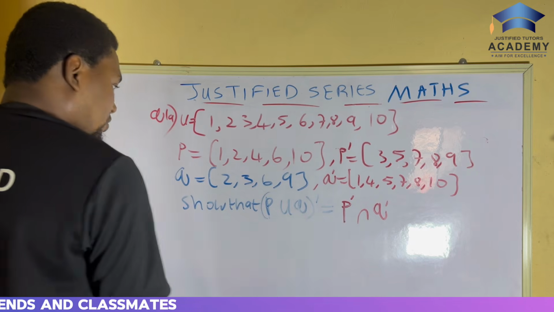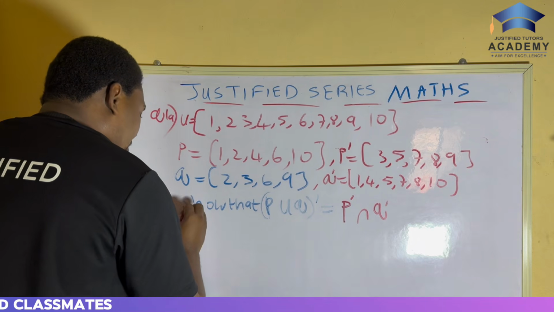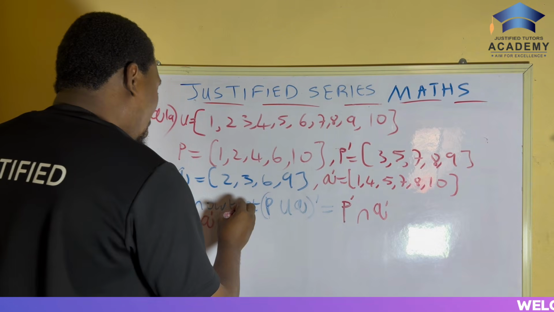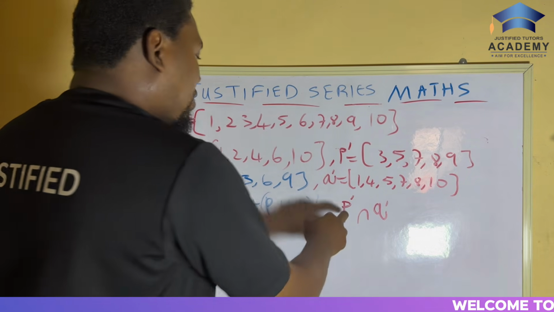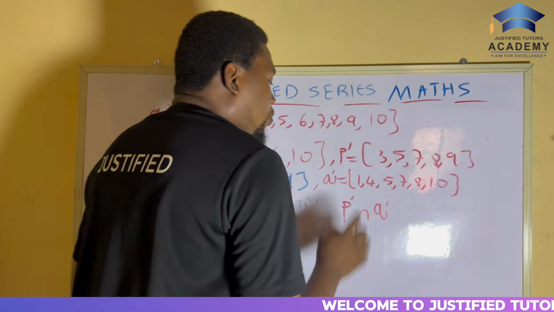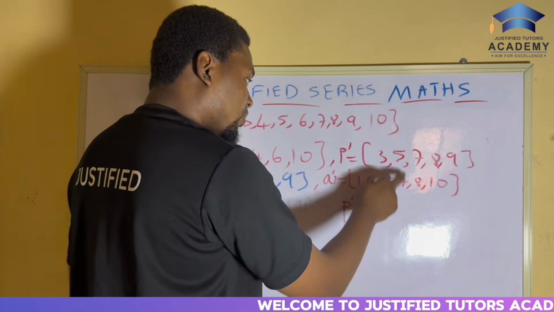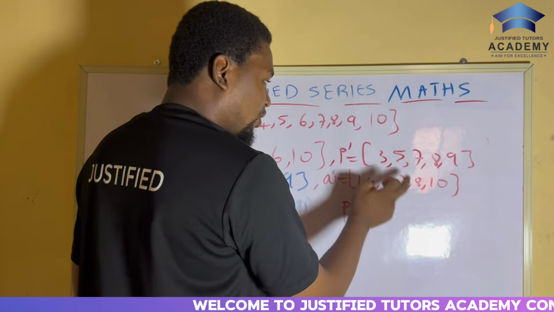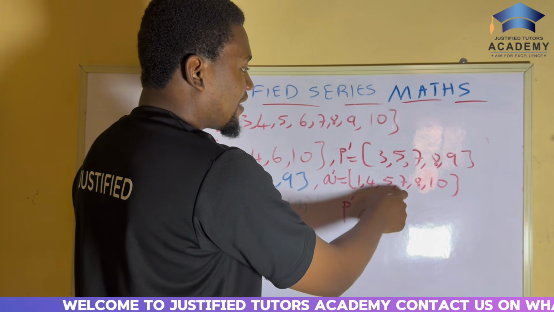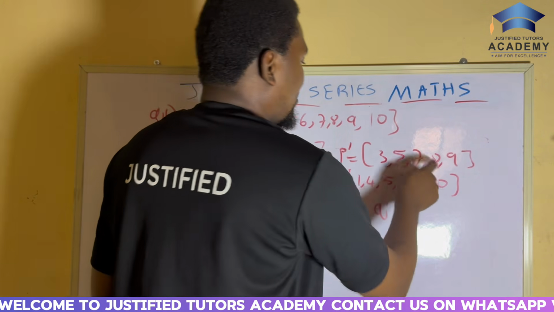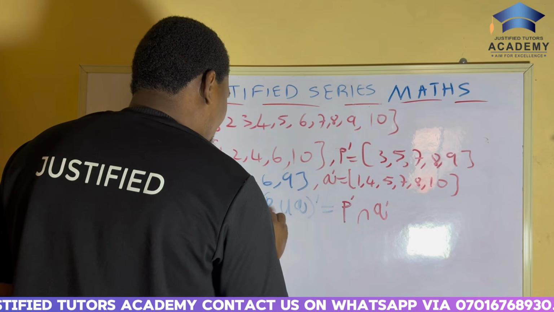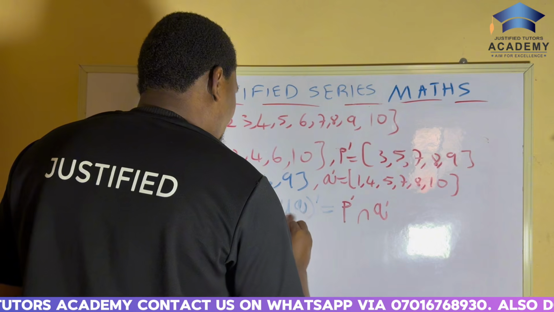Now, P complement intersection Q complement. What will it give us? What this means is: what is common in both of them? We have 5 here and 5 here, 7 here and 7 here, 8 here and 8 here. So therefore, the answer is 5, 7, 8.